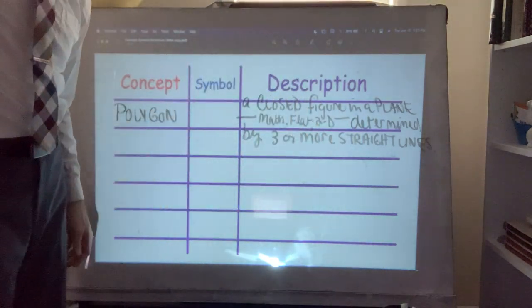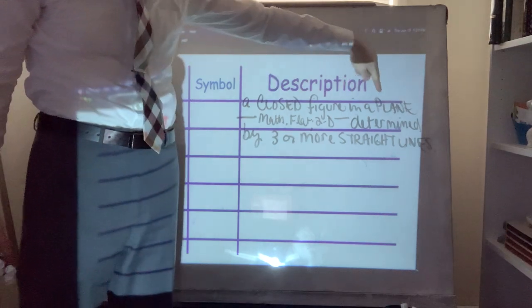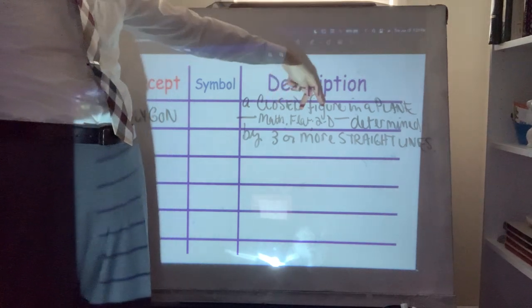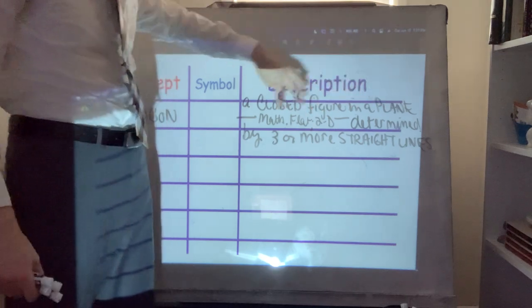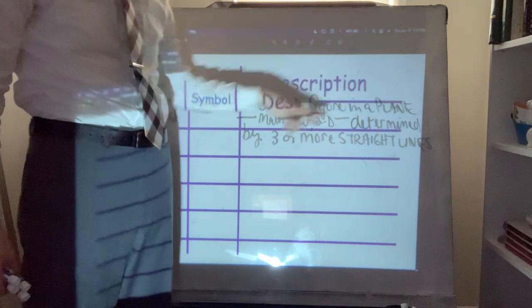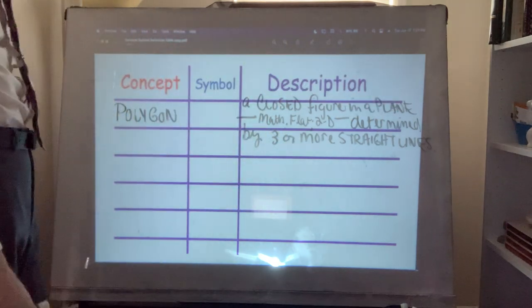So let me reiterate to make sure it's clear. A polygon officially is a closed figure in a plane. That just means that it's mathematically flat. You can say it's 2D, right? Determined by three or more straight lines. Three is the minimum, that's why a triangle is the first polygon.